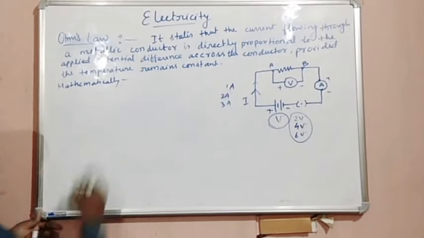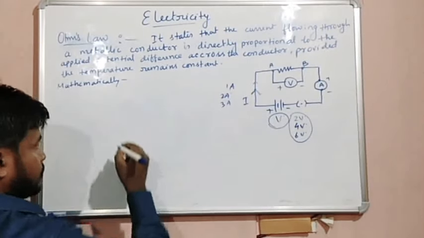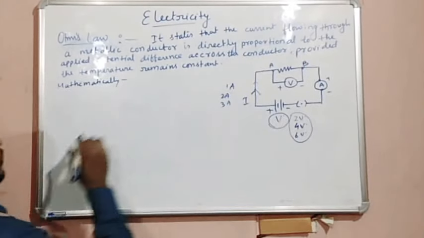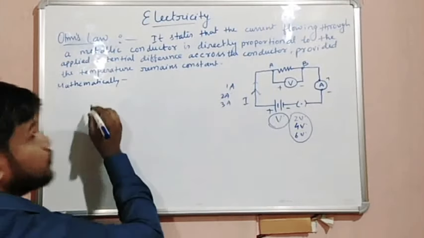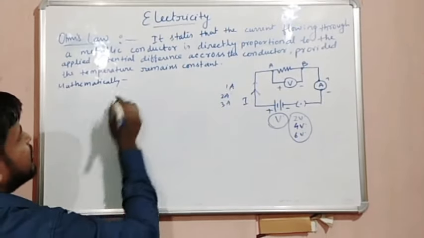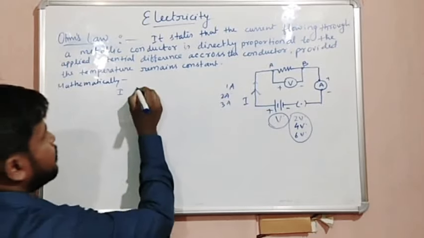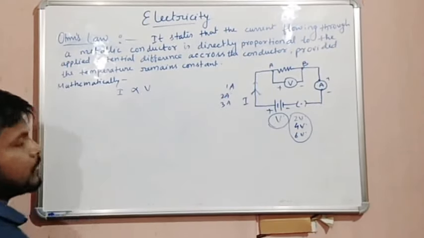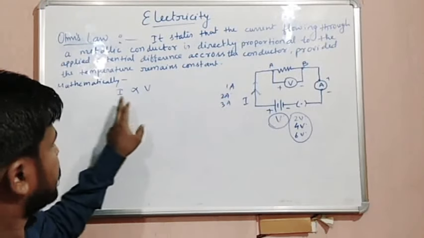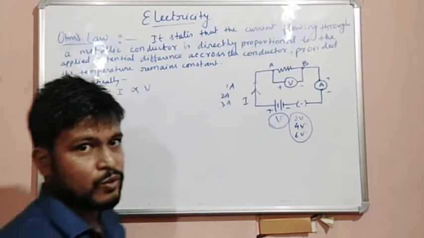So mathematically, what we can do in case of Ohm's law, all the things we have considered in this electrical circuit. This statement can be written in mathematical form: the current flowing through the conductor is directly proportional to the applied potential difference V. V is what? Electrical potential difference. I is what? Electric current. You already know these things. Electrical potential difference means what?